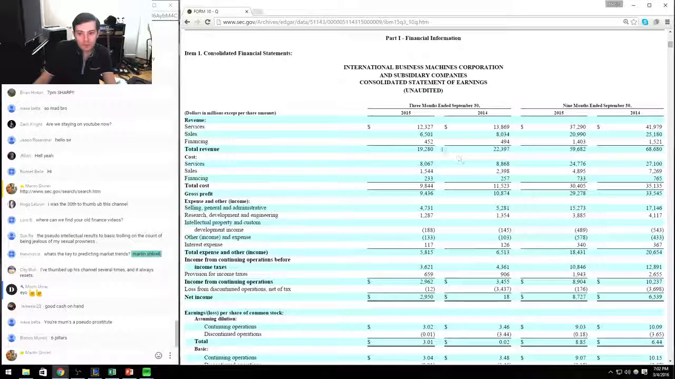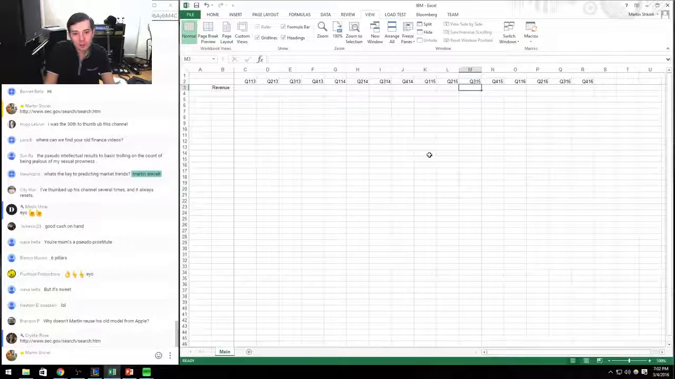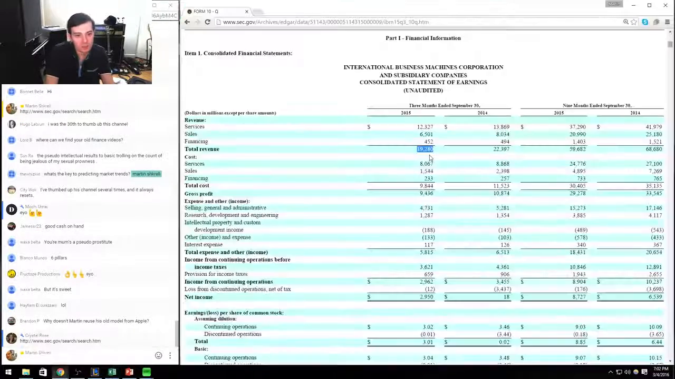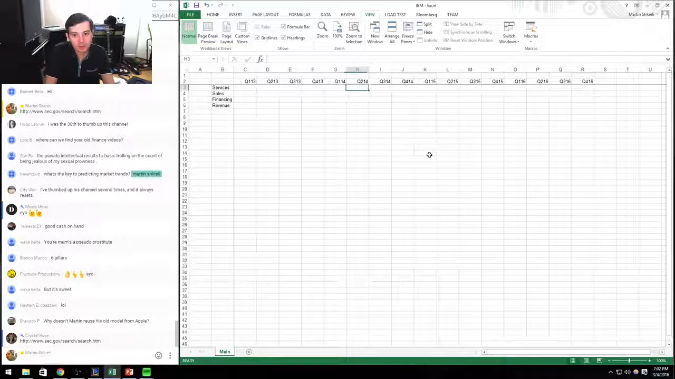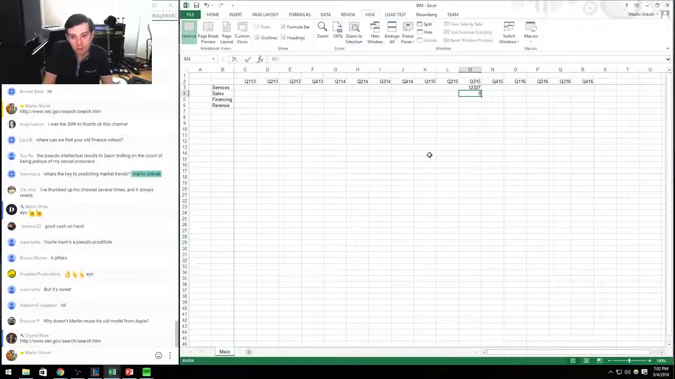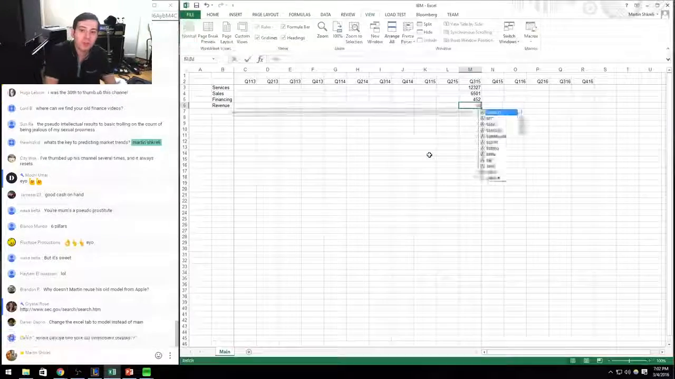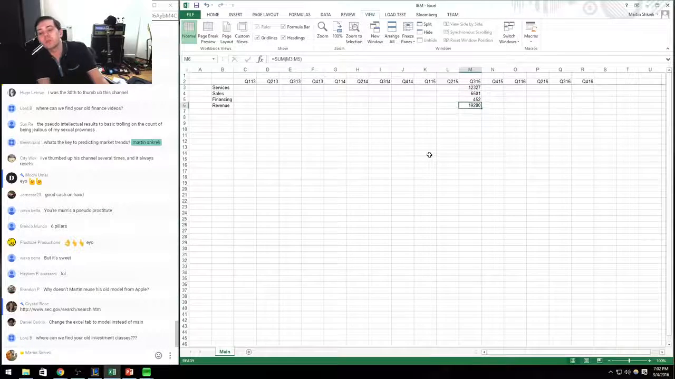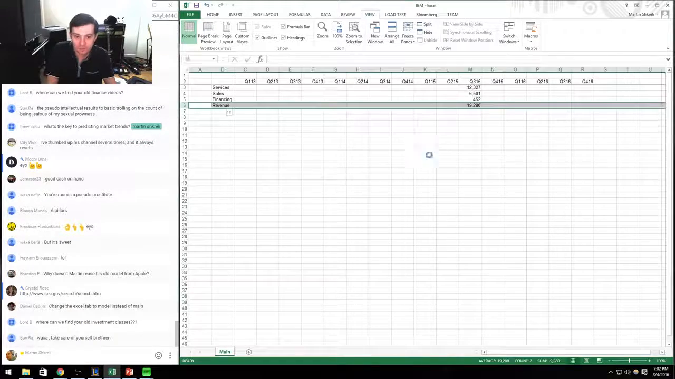And IBM last quarter did what, 19 billion in sales. So let's see, Q3 15. And they have three different kinds of revenue: services, sales, and financing. Total revenue is split up into three business components. And it's interesting that IBM is almost all services now. You can see that 12 billion out of the 19 billion is services. And we're just going to sum these to make sure they add up. Do a little formatting. Control 1 is the formatting shortcut.